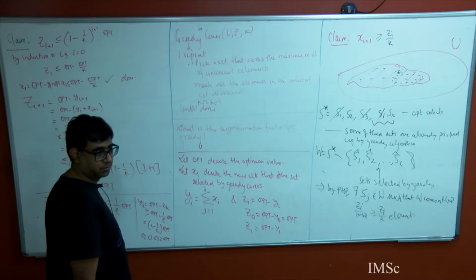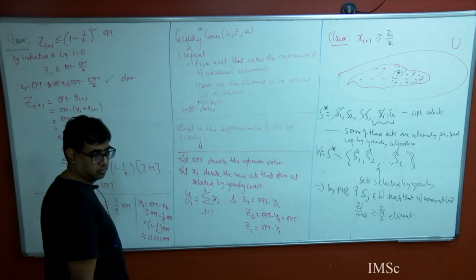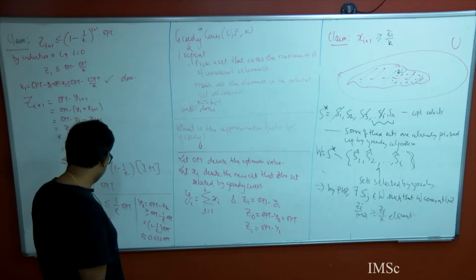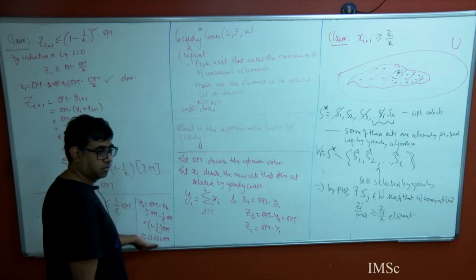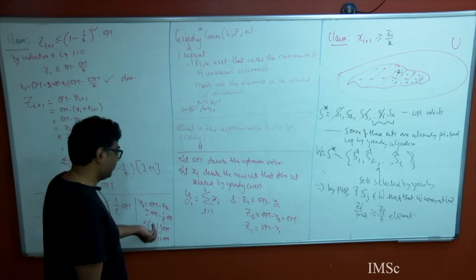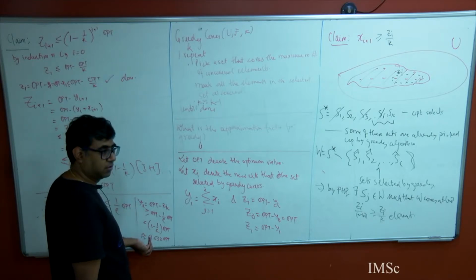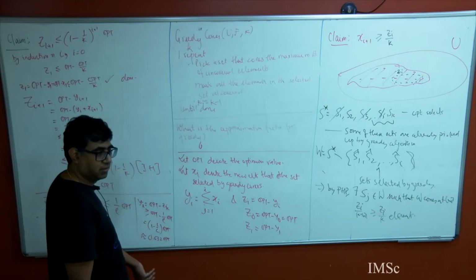You look very confused. No? Huh? Because it is 1 minus 1 by e. So how much is left after that? How much is left after that? I have already covered opt by e.